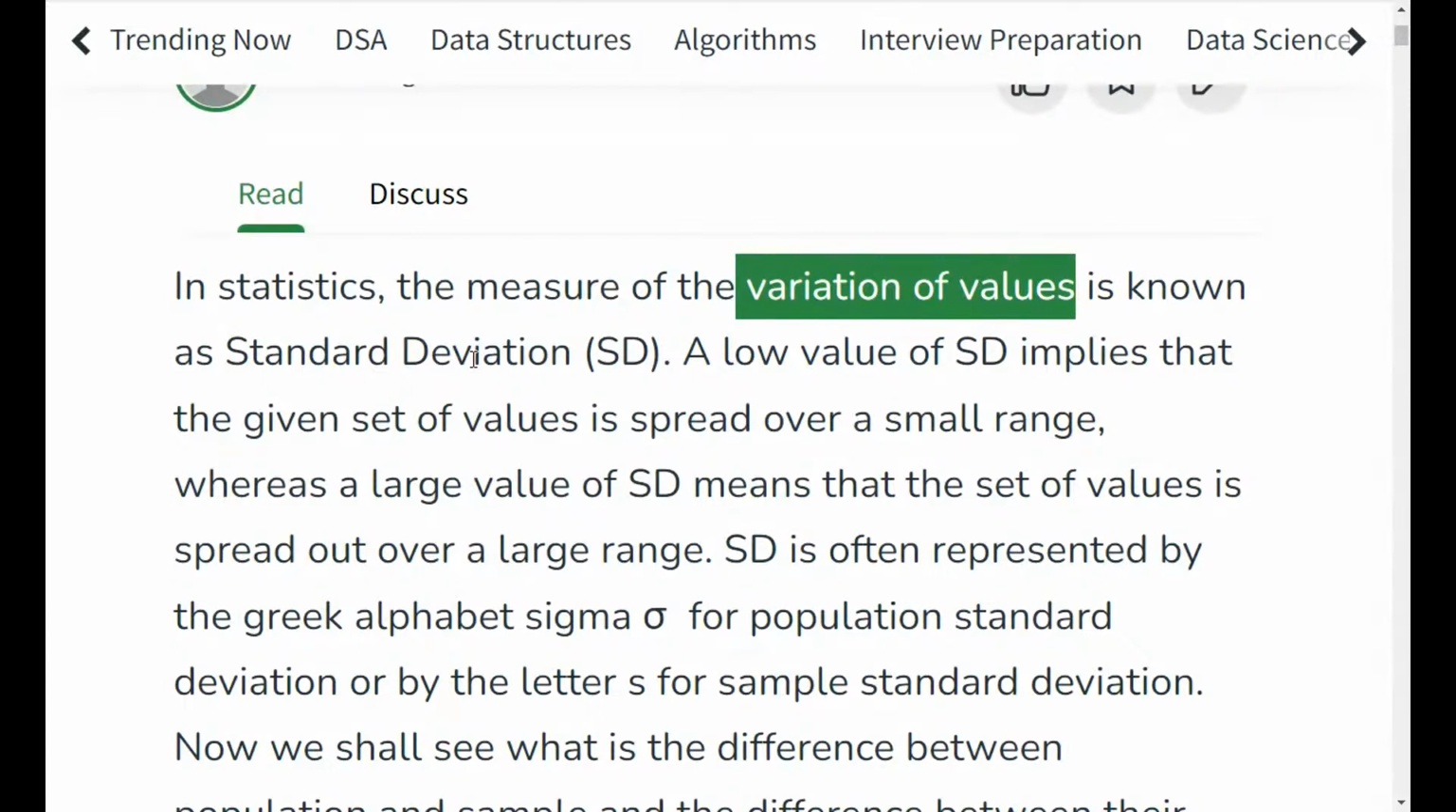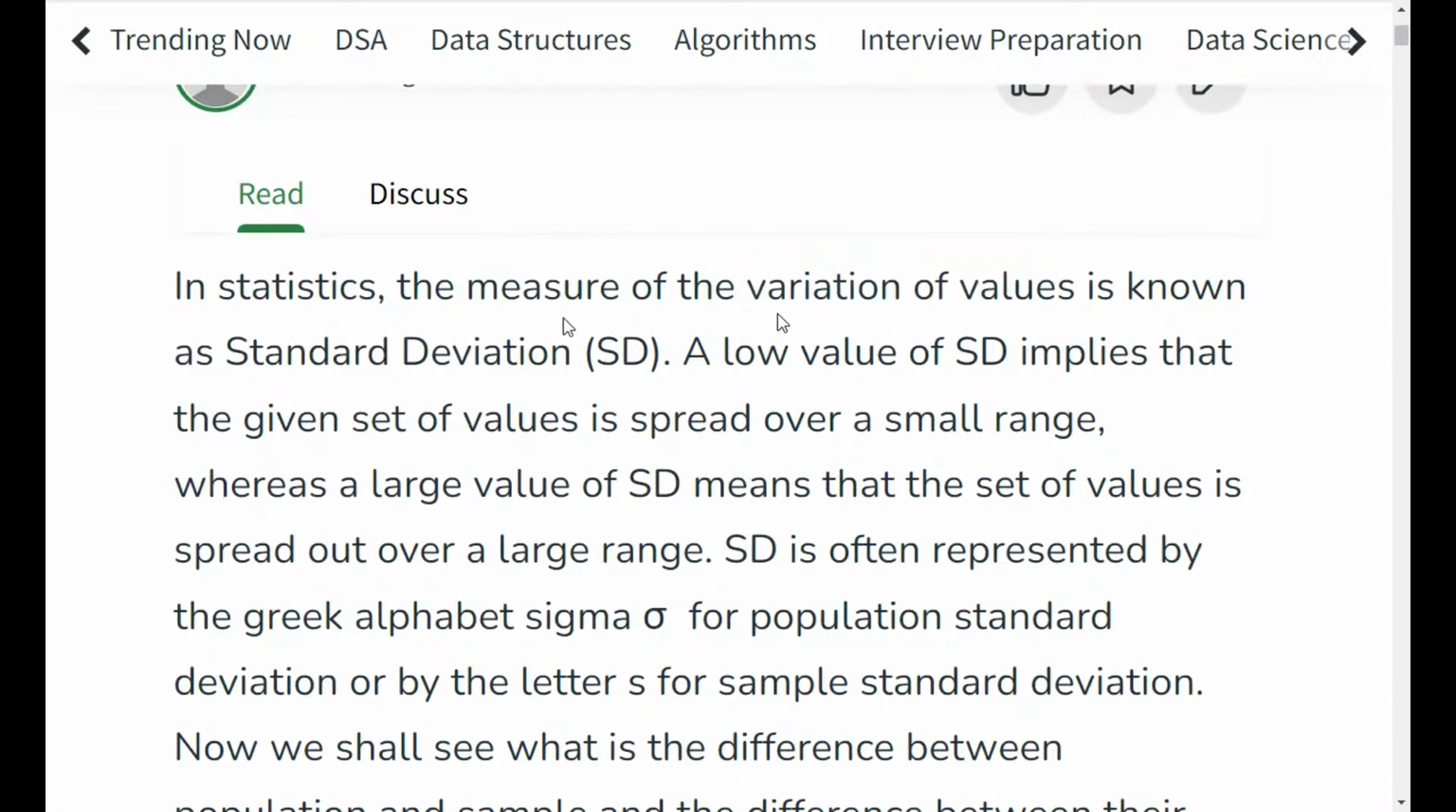Variation of values. Okay, different values will be going to happen. That's what variation means. Variation of values. So when you see the variation, how do you measure whether the variation is happening or not? That will be measured with the help of the parameter called standard deviation. How much is the variation? Got it?